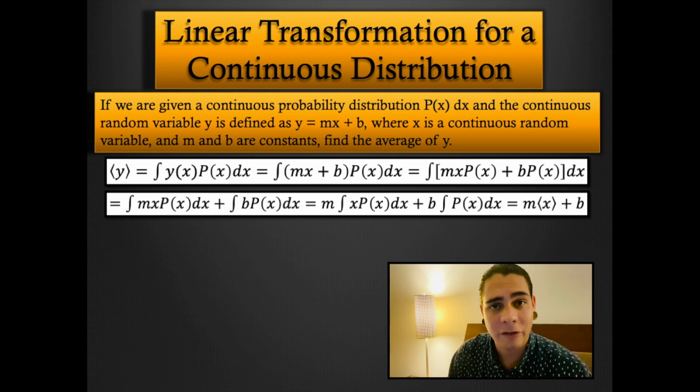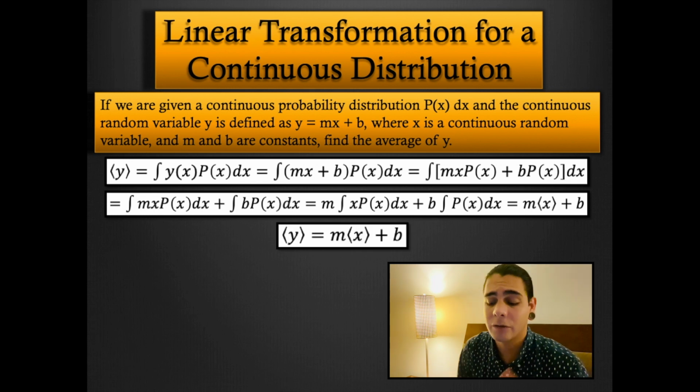So we can just wrap this up and say that it's equal to m times the average of x plus b. And so if we know that y is related to x as a linear equation, then we just plug in the average value of x in order to find the average value of y.